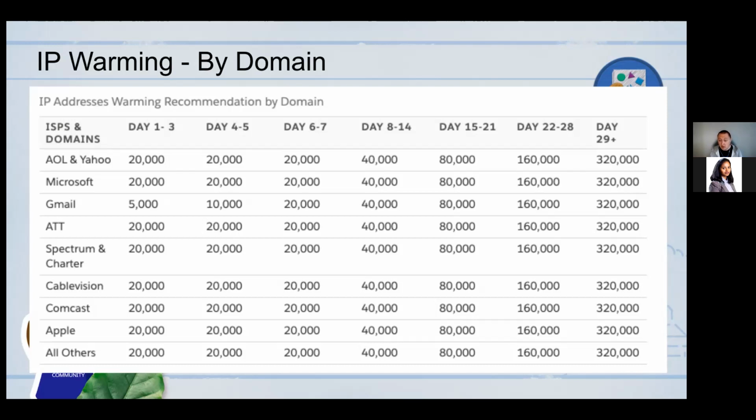Is there a big spike of bounces? Is there a big spike of unsubscribes? Are we feeling that we might be caught out by one of the ISPs who's going to really hit us hard because we're losing credibility and so forth?